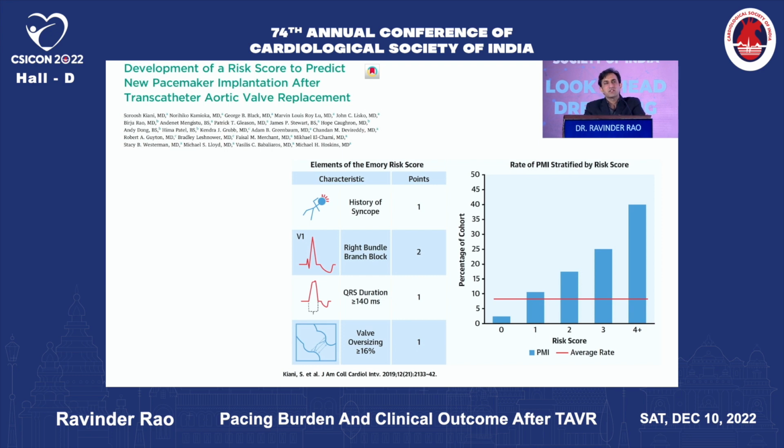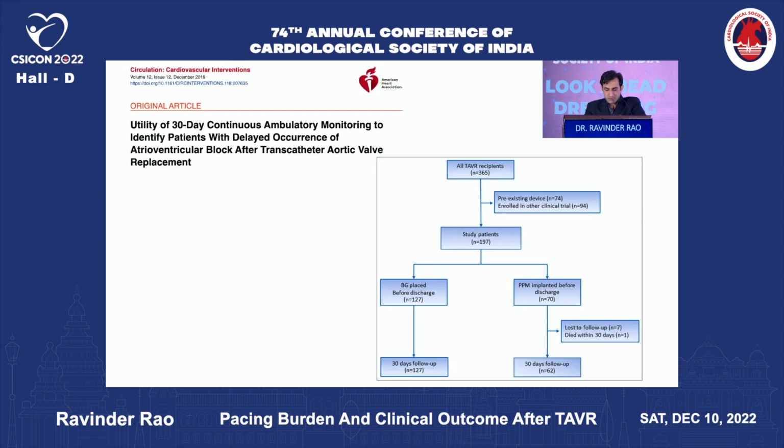So instead of the annulus, we need to understand the valve oversizing at the level of the LVOT. This oversizing could be calculated based on the diameters, the perimeter, or the area. So this is how much oversized the valve is in relation to the LVOT. The more the oversizing, the more the pressure on the conduction system, and the higher the chance of pacemaker.